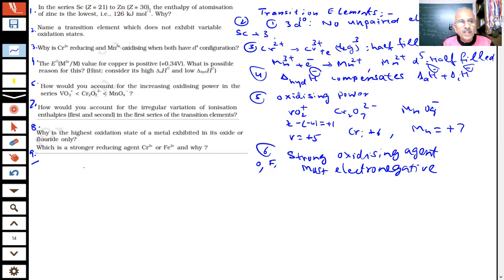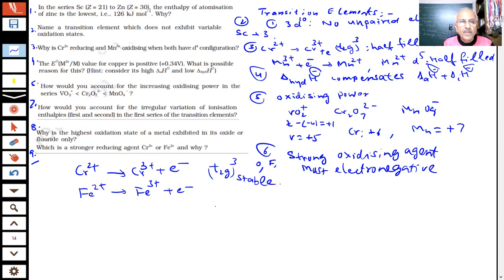Reducing agent means what? When I say it is a reducing agent, iron is going from 2+ to 3+, undergoing oxidation. For chromium, the change would be from d4 to d3, and d3 to zero. So d3 has the t2g configuration, which is more stable.